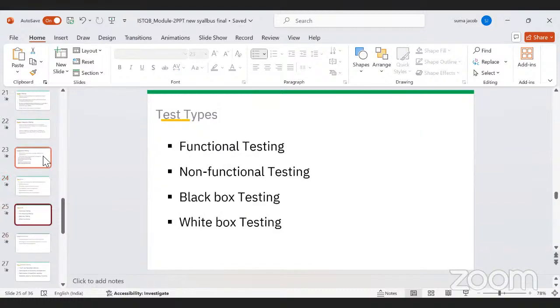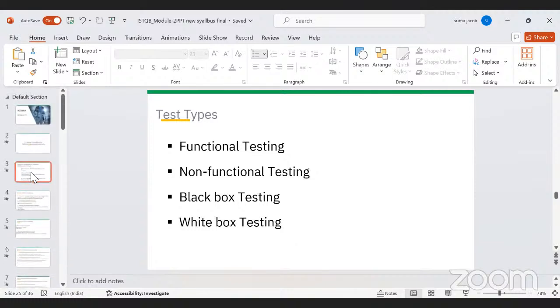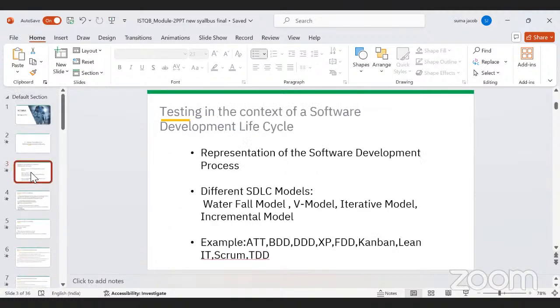So next is the test types. This we will continue tomorrow. So we'll just go through all the topics which we have discussed today. The first one is testing in the context of a software development lifecycle, which is how testing happens in different SDLC models. We are looking into each and every SDLC model from a testing perspective.